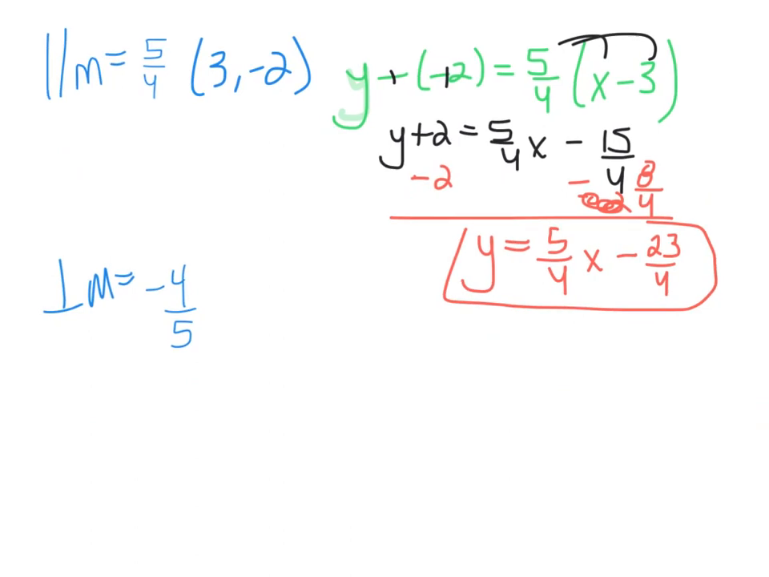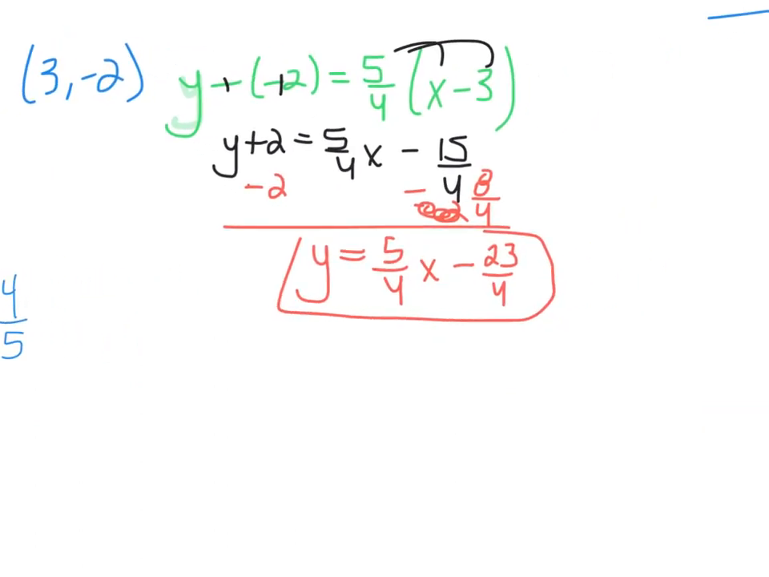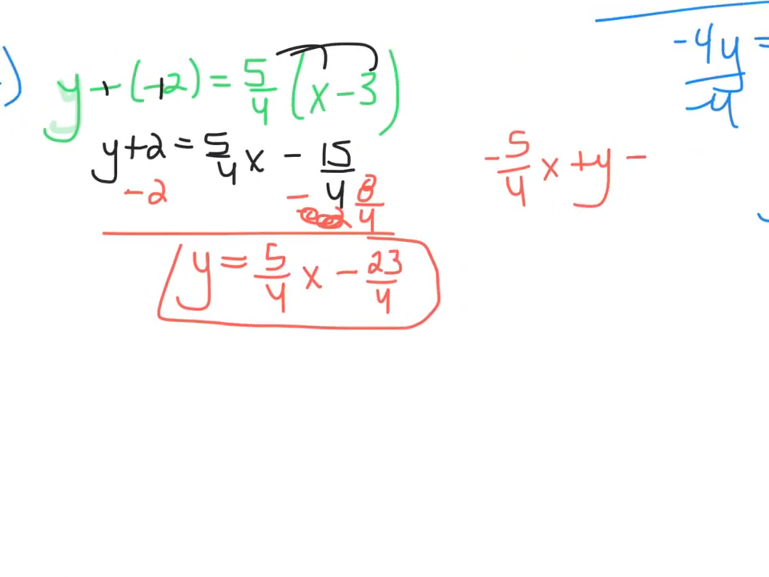I haven't looked at the midterm answer sheet yet, but if your answer was written in standard form, that means it would go x, y, then your constant. It would be negative 5/4 x plus y equals negative 23/4. See what I did? I just moved that 5/4 x to the front. That's what standard form is.